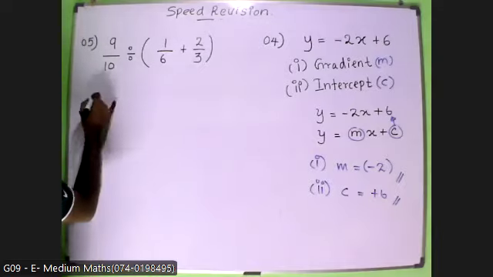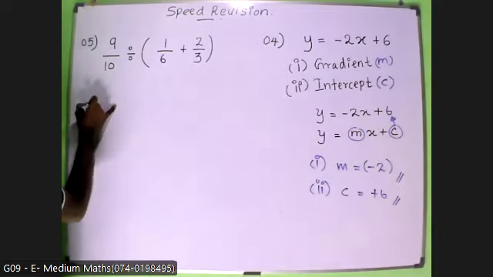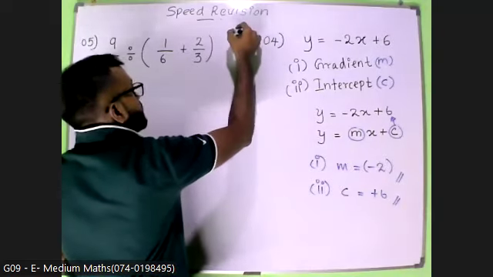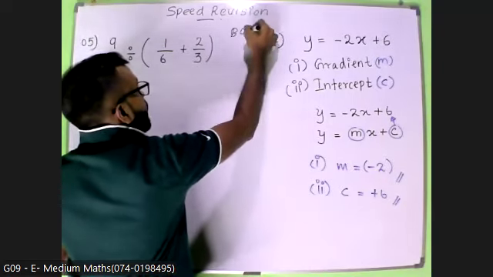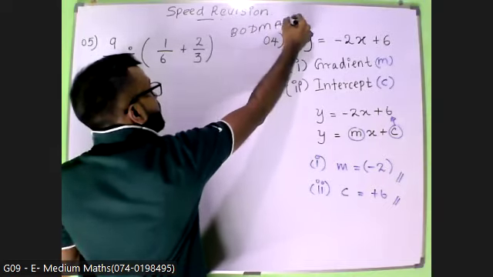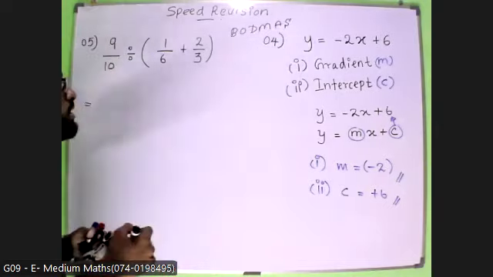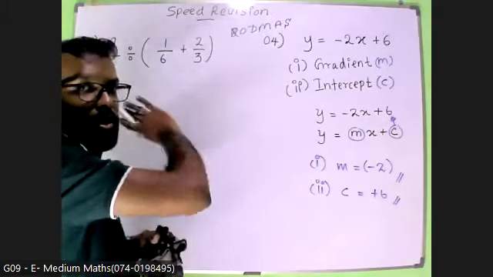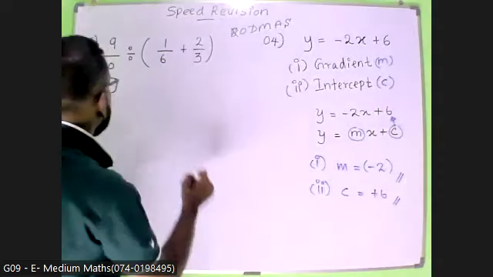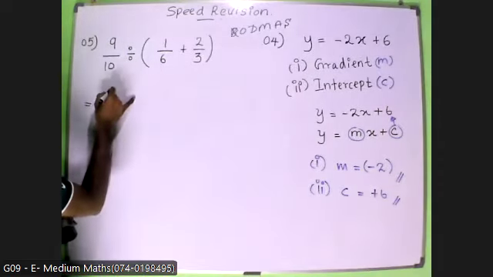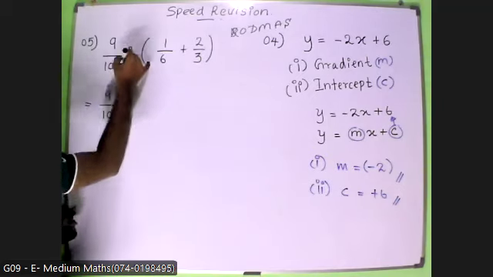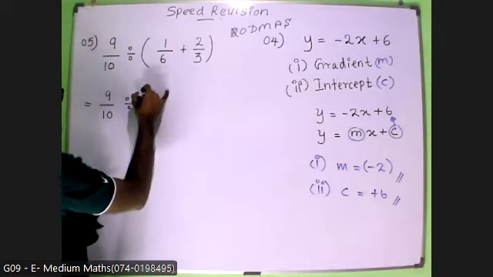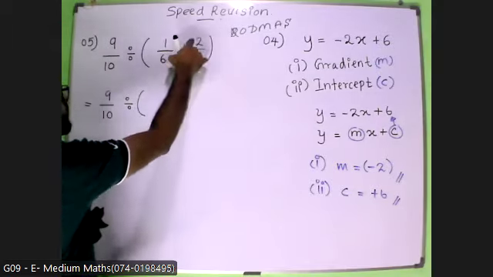How to do this? Equal mark. So if you are using BODMAS, what is the operation that you need to do first? Bracket. You need to simplify the bracket, until there is no bracket. So you have to keep this same, 9 upon 10 division, then inside the bracket 1 upon 6 plus 2 upon 3.